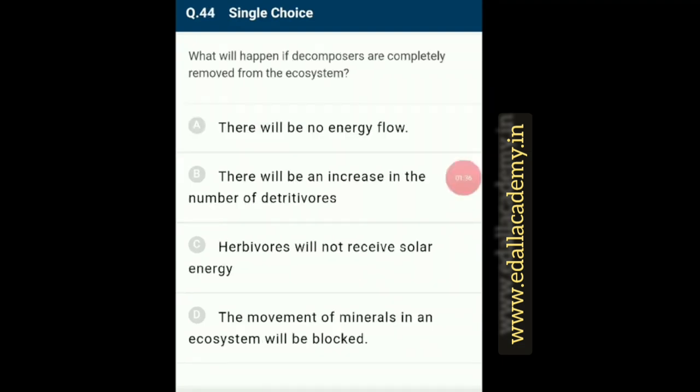Question number 44. Decomposers are completely removed from the ecosystem. The organic content of the dead and decaying organisms is broken down to inorganic substances by the process called decomposition. It is brought about by decomposers. Decomposition is mainly an oxygen dependent process and its rate is dependent on chemical composition and climatic factors. Decomposers play a vital role in energy flow through the ecosystem and also in making available the essential nutrients to the producers. If decomposers are removed from the ecosystem, then the minerals required by producers will not be available and it will disrupt the food chain. So the answer is option D. The movement of minerals in an ecosystem will be blocked.